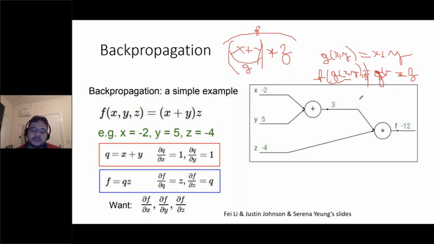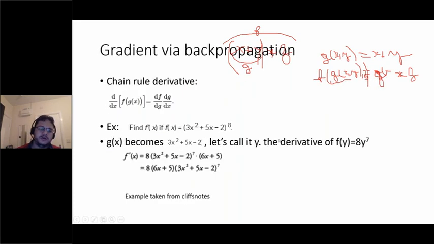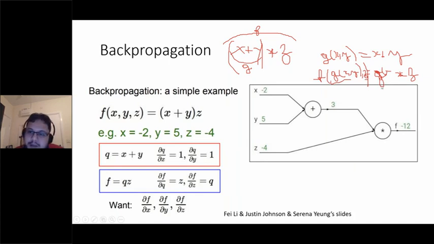Computational graphs are just some sort of combined functions, in a better, more visual way. Because we have this, can we apply this form of derivative? Yes. Can we use this rule? Of course, we can use it. So the derivative of f with respect to x, y, and z, what is it? We just use the chain rule. The derivative of g, which is x plus y: the derivative of g with respect to x equals 1, and the derivative of g with respect to y equals 1.